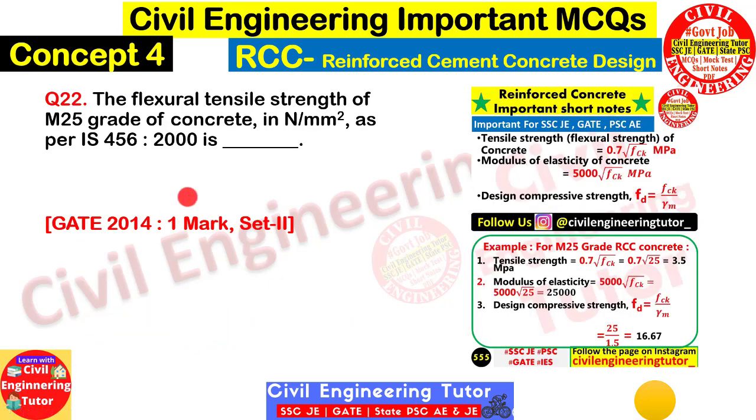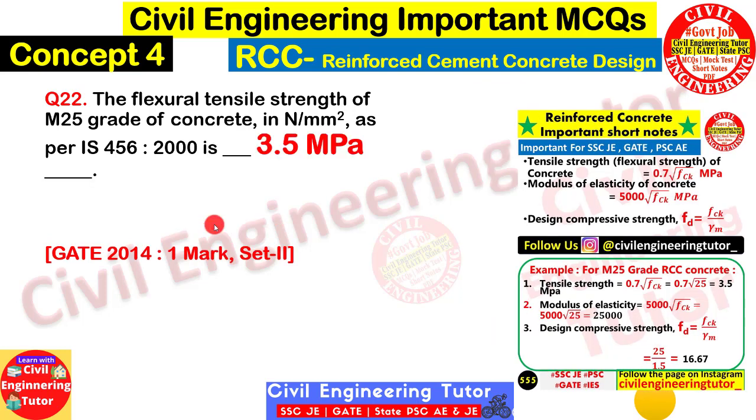Now again the flexural tensile strength of M25 grade concrete, GATE 2014. You can see how the same concept is repeatedly asked in different competitive exams. So these are some important concepts that you should always remember, and you should do more revisions so that you do not forget these things. So here obviously the correct answer will be 3.5 megapascal.